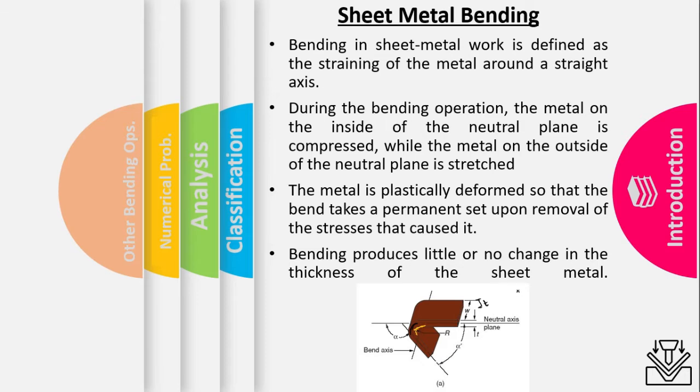So what is the sheet metal bending operation? Sheet metal bending operation is simply straining a sheet along a straight axis. So we have a neutral axis. The metal on the inside of the neutral axis is under compression, while the metal on the outside of the neutral axis is in tension. And this bending operation doesn't affect the thickness of the sheet.